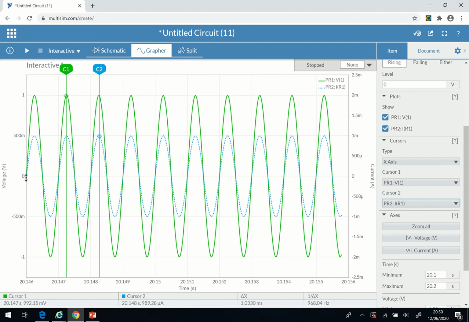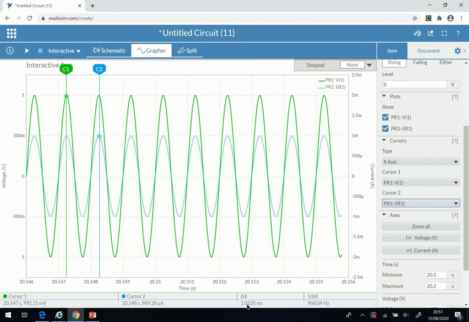You can see from here that they both rise and fall together. Both the voltage, which is the green wave, and the current, which is the blue wave, rise and fall at the same time. They also have the same frequency, and the same duration for one cycle.